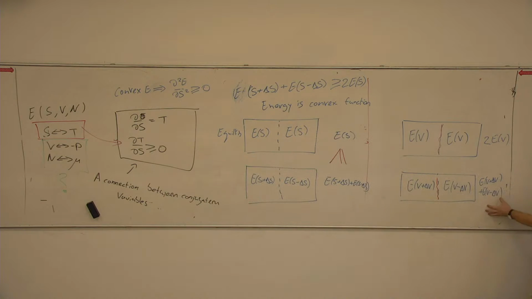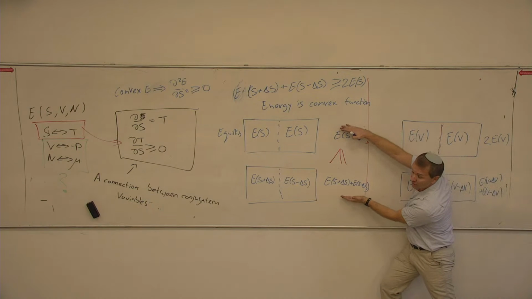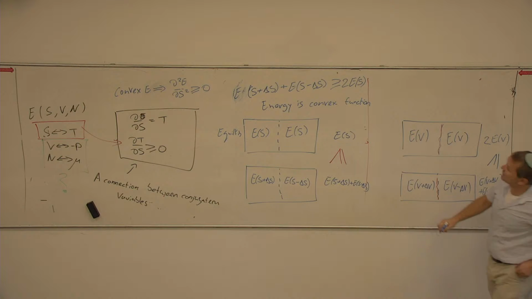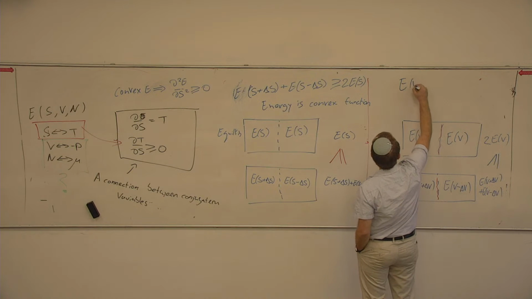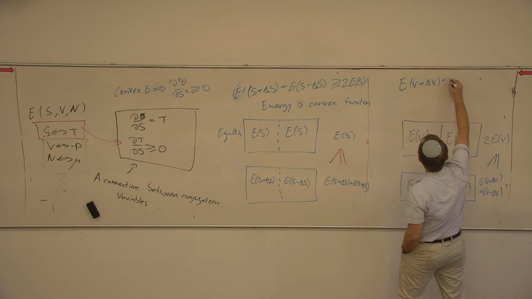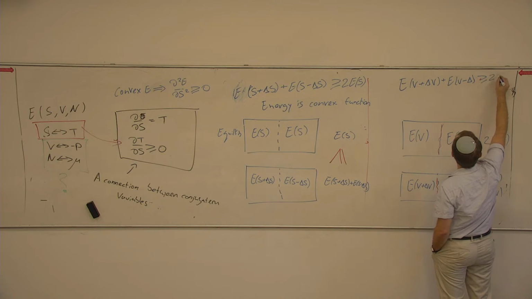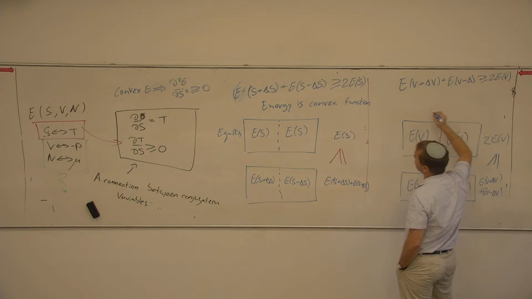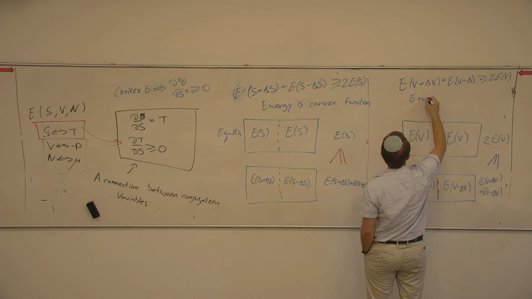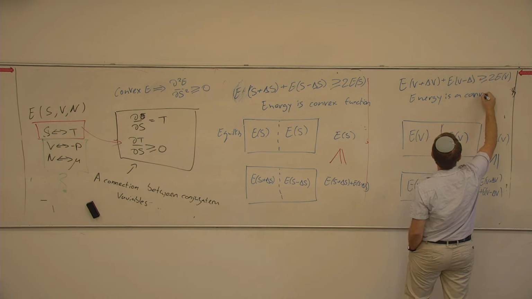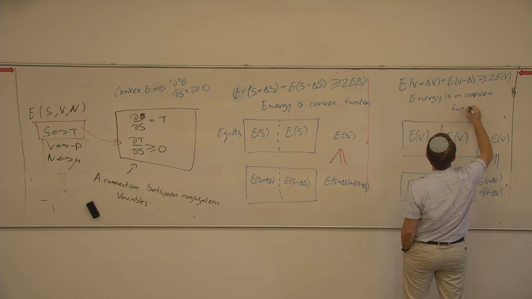So over here, the same as over there, the energy has to be at its minimal value at equilibrium. So we can say that E(V+ΔV) plus E(V−ΔV) is greater than 2E(V). That means that energy is a convex function of volume.